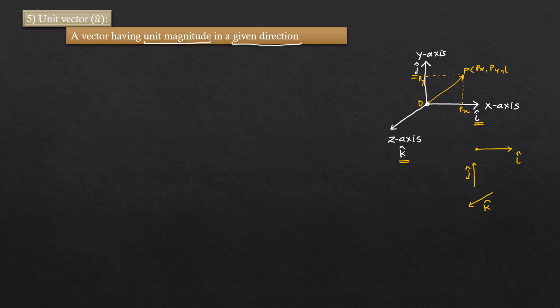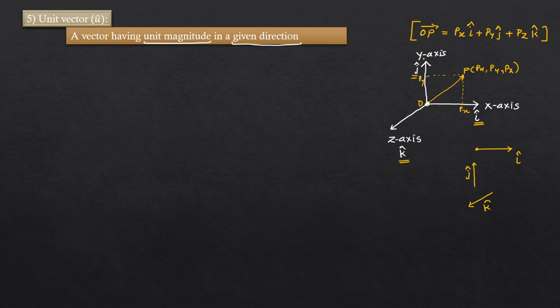So how to write the vector? The vector can be written like this: OP bar. This vector will be px towards the x axis, that is i cap, py towards the y axis, that is j cap, and pz towards the z axis, that is k cap. This i cap, j cap, k cap are called unit vectors. What will we call these? Unit vector.